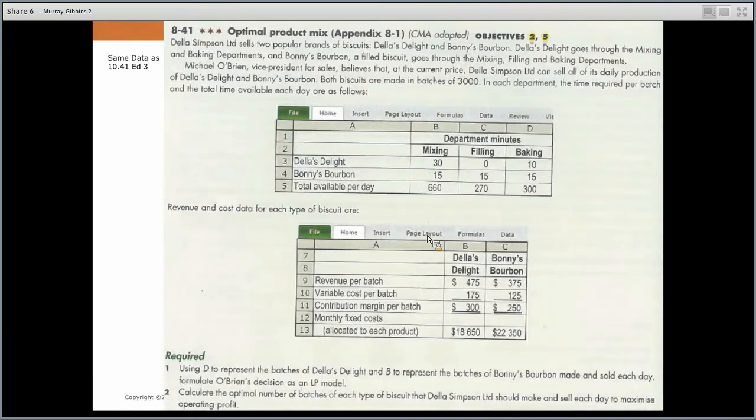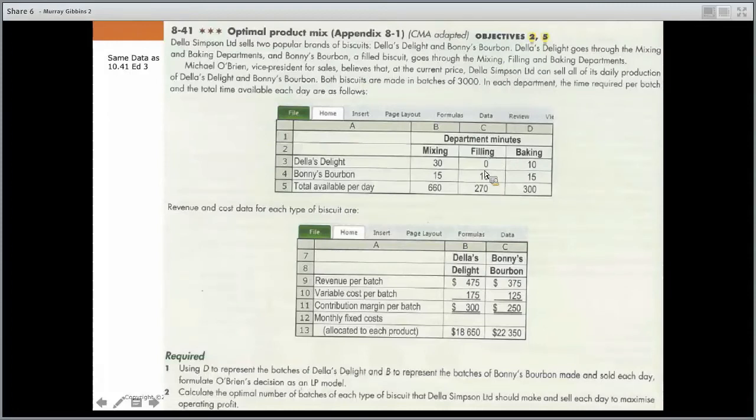Well, not long to go now. We're just going to walk through what I call linear programming and we'll walk through this question. There's a couple of other questions towards the end and then we'll look at some tutorial questions. What's happening here, we've got this company, they've got two brands of biscuits. This particular Della's Delight and another one, Bonnie's Bourbon.